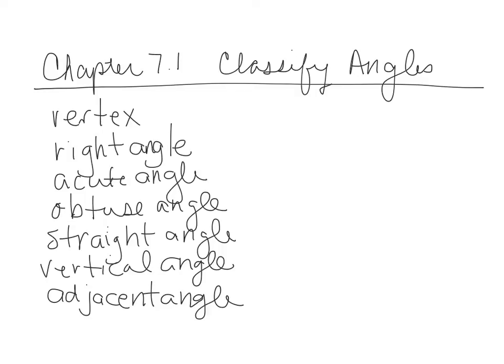So the first one is vertex. If you have an angle, so we have an acute angle here, an obtuse angle here, and where the two rays come together, that is the vertex. It's kind of like the little edge. Okay, so where the two rays meet is a vertex.